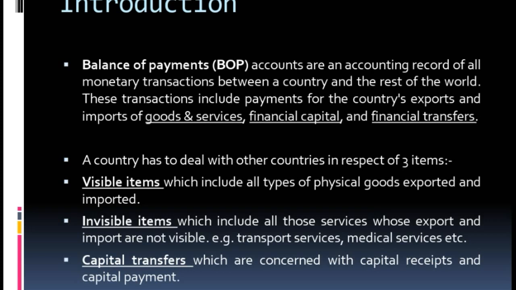All these transactions will have an equal and opposite monetary transaction, right? So a balance of payment will record all the monetary transactions. We are converting the physical quantity of transactions into monetary transactions, and we are recording it. So that particular record of transactions is known as balance of payment.